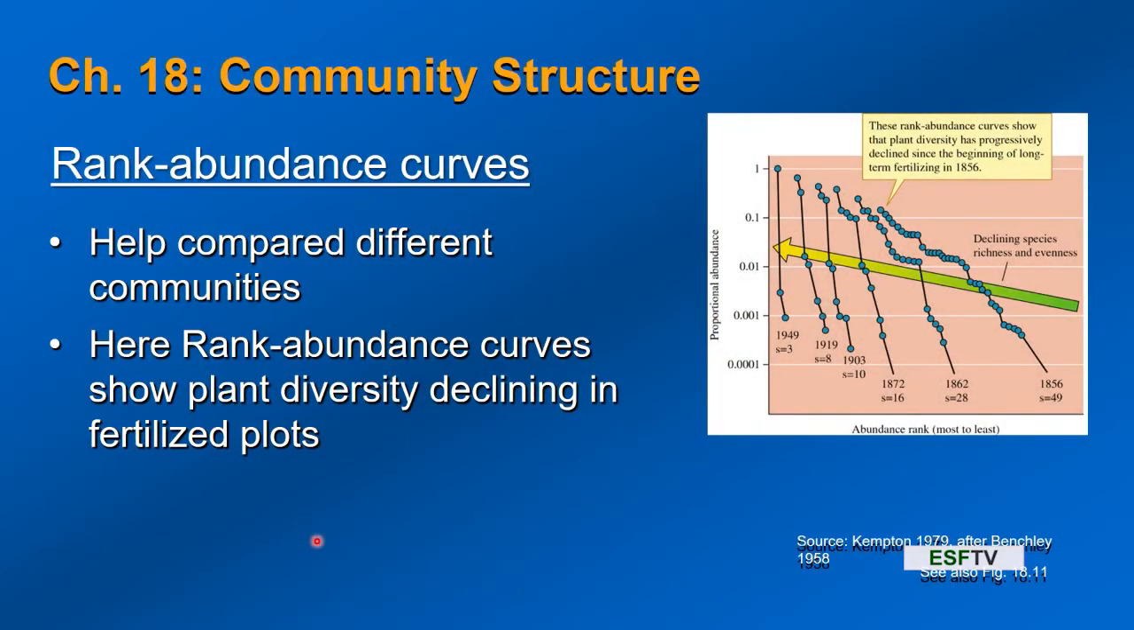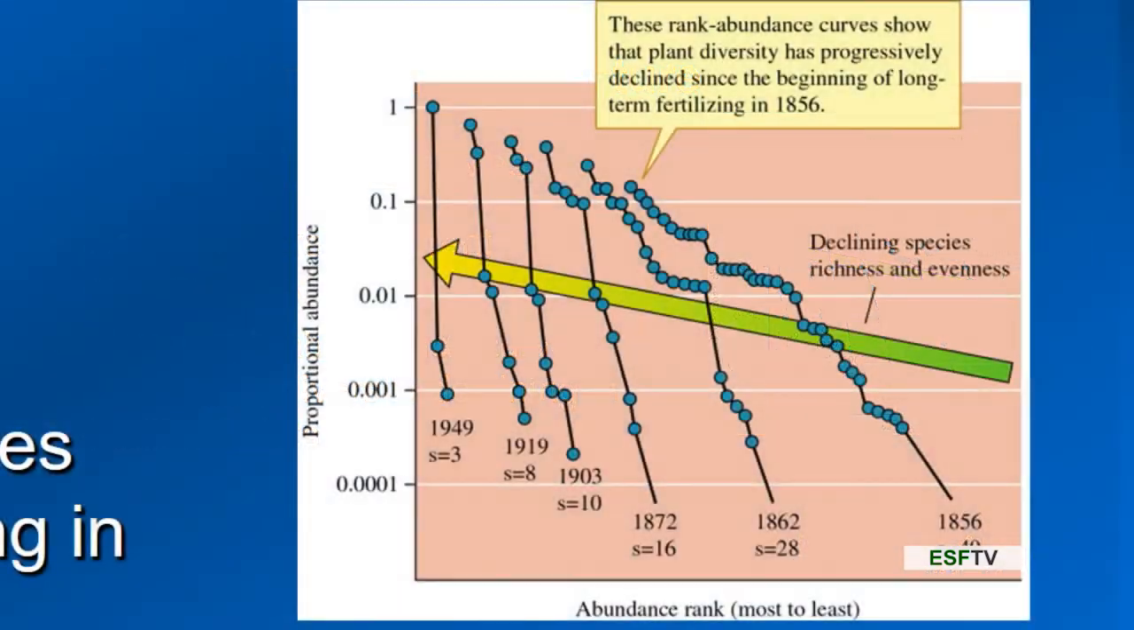And lastly, here's another variation on this theme. These are rank abundance curves. So you go in and simply measure your abundances for your communities, and you map them out on this rank abundance curve from most abundant to least abundant. So most abundant on the left, least abundant on the right. And then it's proportional abundances here again, kind of like the last one. This is a log curve.